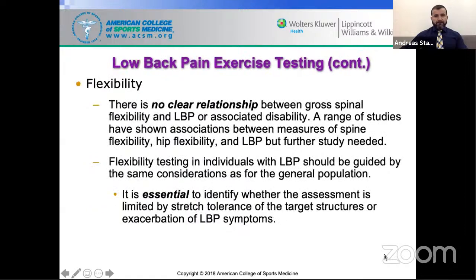Nothing really crazy. So when we go to flexibility, this is important, that's why I have put some emphasis. There's no clear relationship between gross spinal flexibility and LBP. Let me read it again. There's no clear relationship between gross spinal flexibility and LBP. So you can be flexible and you can still have LBP.